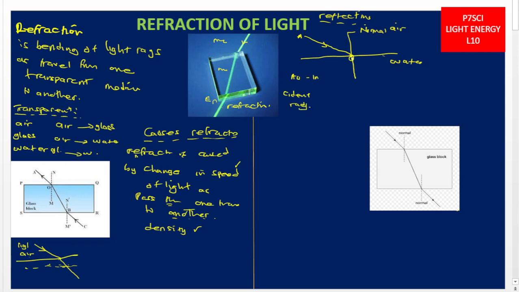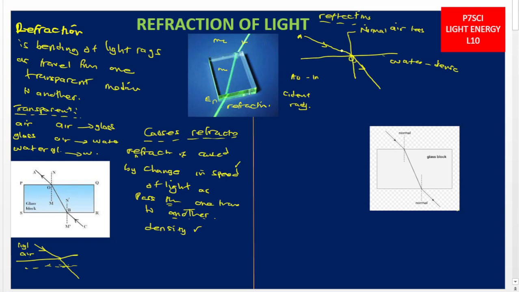Now on reaching here, because it is moving from air entering water, and air is of less density and water is denser, as it is moving from a less dense medium to a denser medium, it is now going to bend towards the normal. It's bending towards the what? The normal.